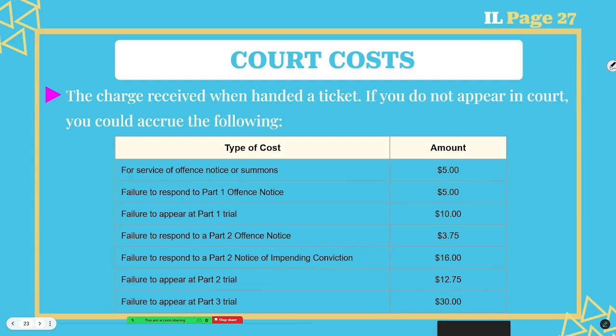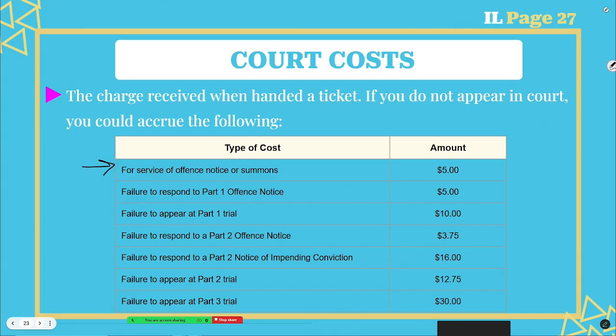We see the very first line: for service of offense notice or summons, you get that automatic $5. If you fail to respond to the Part 1 offense notice, you will get charged $5. If you fail to appear at the Part 1 trial, you get charged $10. If you fail to respond to a Part 2 offense notice, you're going to get charged an extra $3.75.